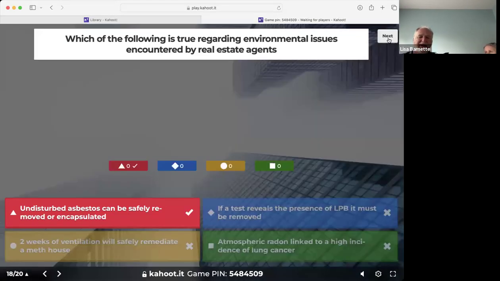It's not meth. No. The answer is undisturbed asbestos. You have two options here. Remove it or encapsulate it. If you remove it, then I would recommend you have someone that is licensed and certified to remove asbestos.